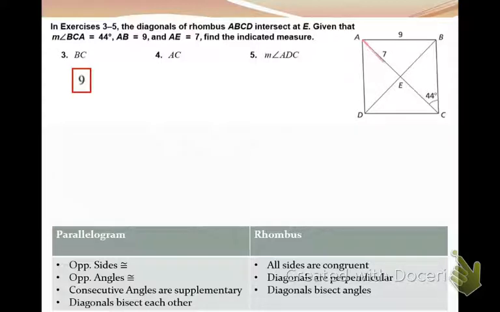Then we'd like to look for AC. Is this a side or a diagonal? It's a diagonal. What other part of the diagonal have I been given? 7. If I look at my properties of a rhombus, my diagonals are perpendicular. That deals with some angles. That doesn't help me. My diagonals bisect angles. That also doesn't help me right now. So I need to go back to my parallelogram properties. Diagonals bisect each other. So if AC is 7, what is EC? 7, so the whole line is 14.